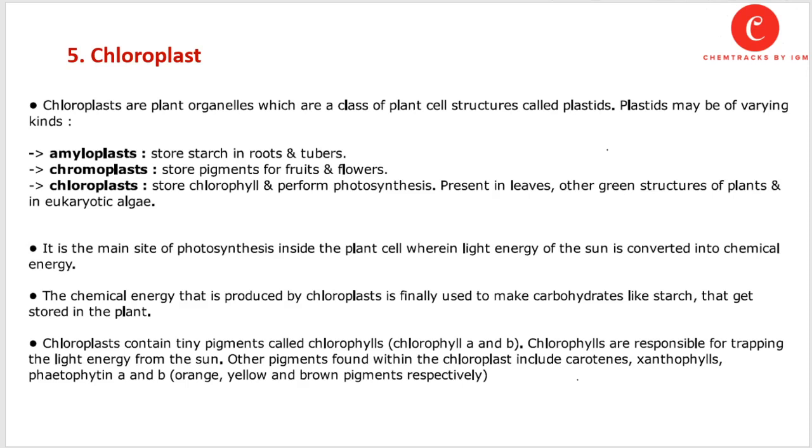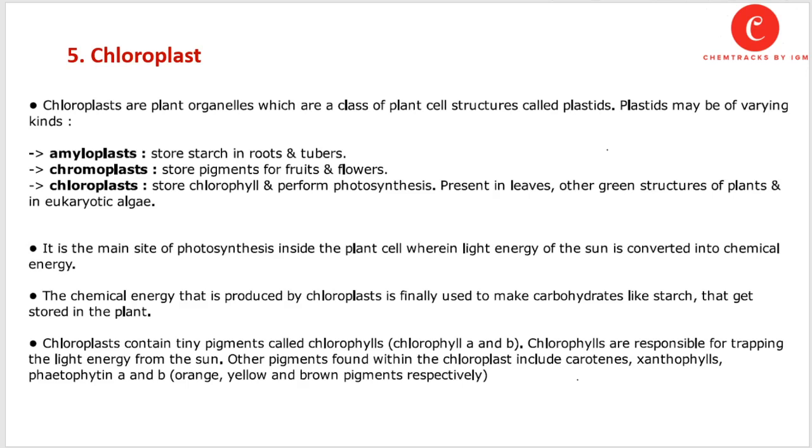Chromoplasts are such type of plastid that store pigments for fruit and flowers. Basically, the word chromo means color, so they are used to store the pigments. Chloroplasts are basically the main concern that store chlorophyll and perform photosynthesis. The chloroplasts are present in leaves, other green structures of plants, and in eukaryotic algae.